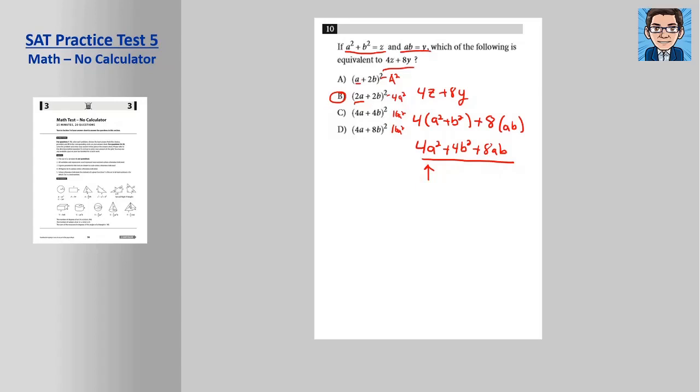So that's another way to do it. Rather than multiplying the whole thing out to see which one matches, we can just look at one of the terms. That's another way to do it. So b is going to be our answer for this one.